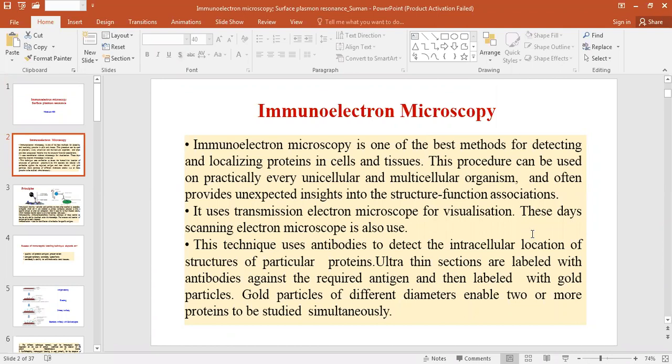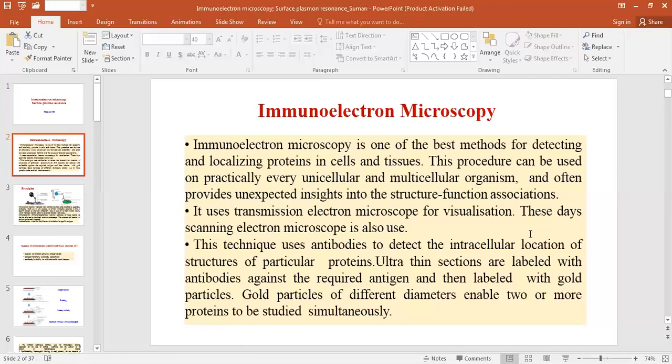Immunoelectron microscopy or IEM can be defined as a technique that uses antibody that interacts with antibodies, for example, protein A or protein G, in conjunction with electron microscopy to localize ultrastructurally the antigen or the antibodies that is present in cells or in the tissue section.